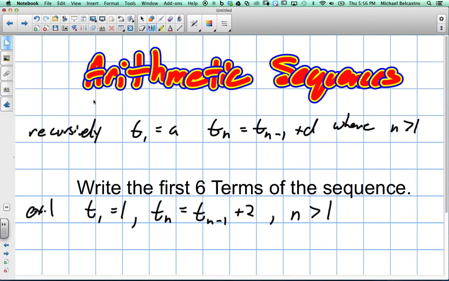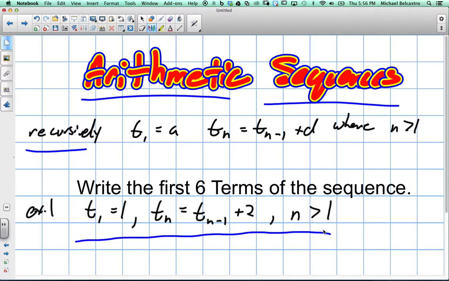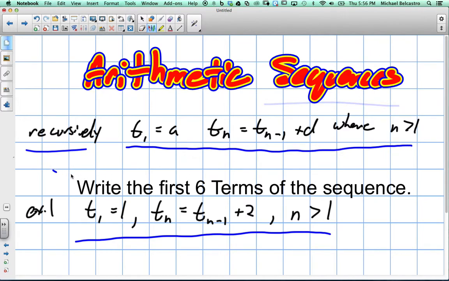Okay, so we have an arithmetic sequence here, and this is written recursively. This is all the information they've given us, and this is our standard formula for it. And this is our question. Write the first 6 terms of the sequence.